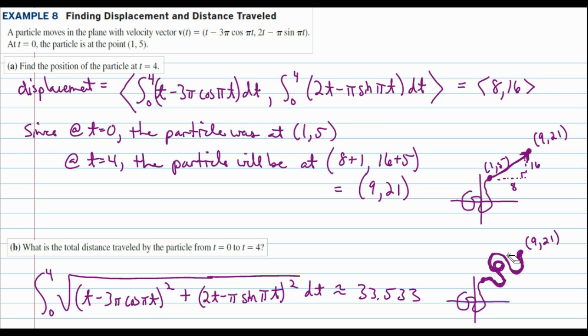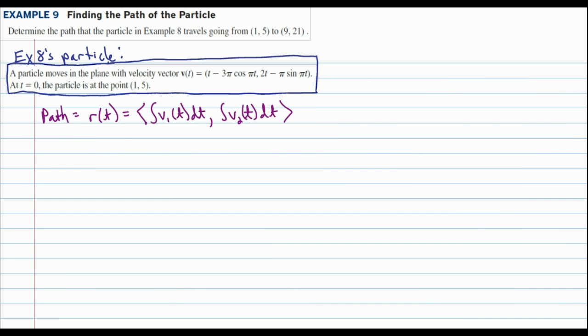We didn't actually find the path. I just drew this and totally made it up just for an example. So now we're going to actually find the graph of the path. So the path is r of t, which is the vector with the antiderivative of the horizontal parameter for velocity, comma the antiderivative of the vertical parameter for velocity, finding us the horizontal position and vertical position. I'm going to do those separately.